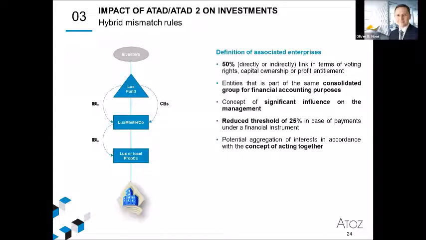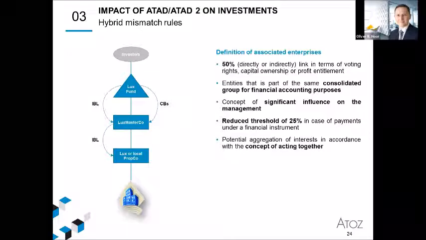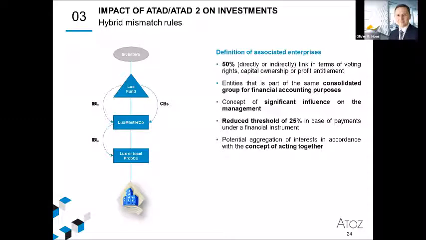Then we have the reduced threshold of 25% associated enterprises in case of payments under financial instruments. Because the 25 or 50% associated enterprise threshold is so important, we will make a number of case studies in order to really understand this. And then one very important concept is the concept of acting together, where otherwise third parties would be aggregated for the purpose of the related party test, meaning analyzing whether we fulfill the 50% associated enterprise threshold.